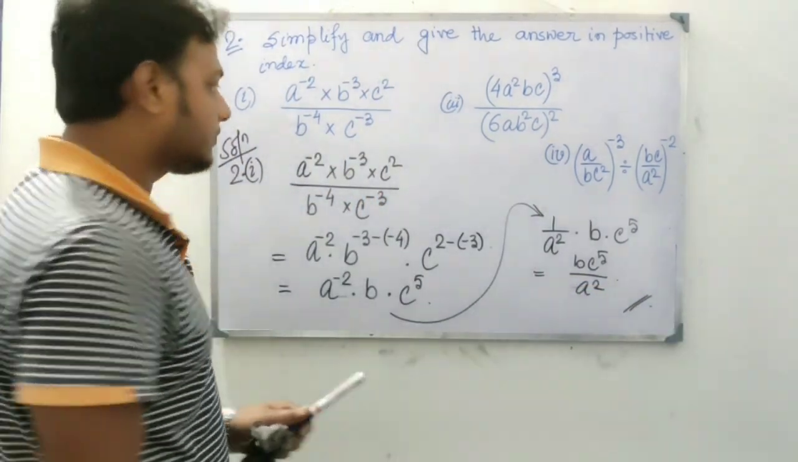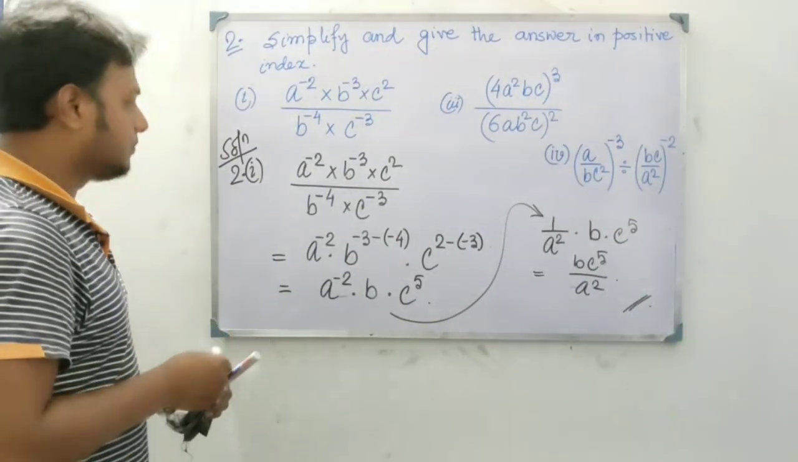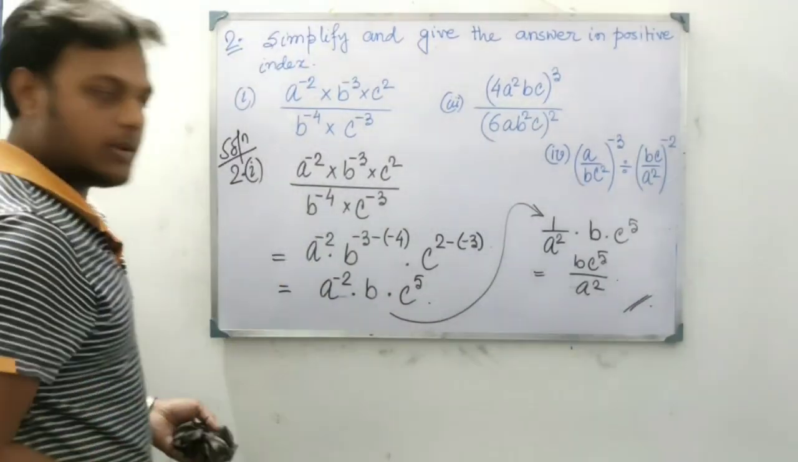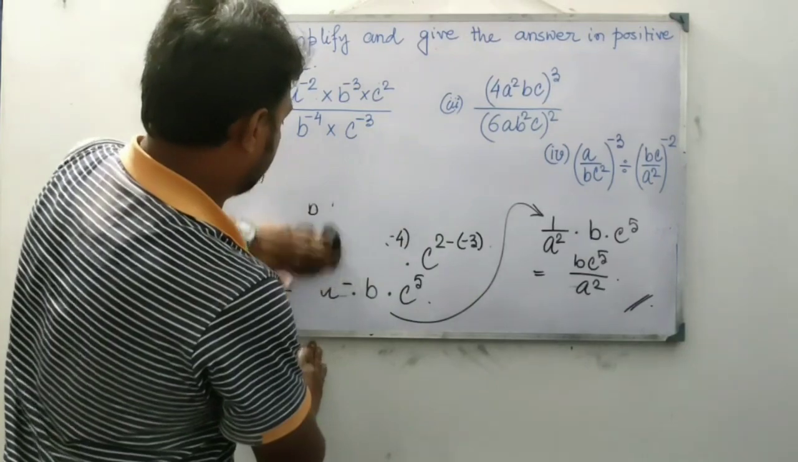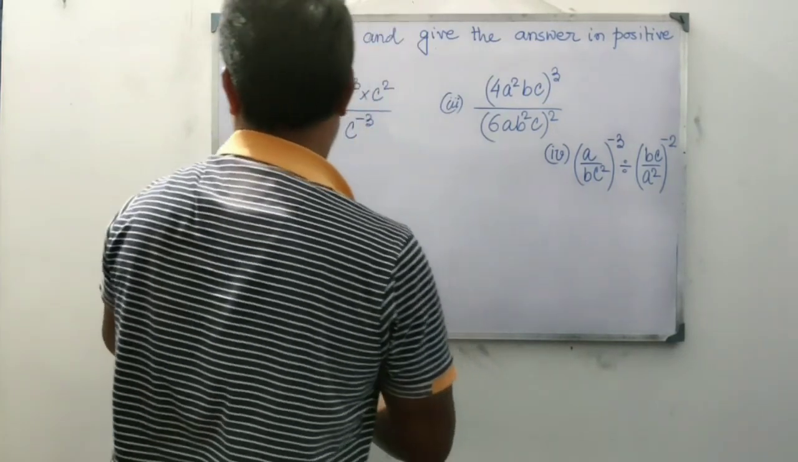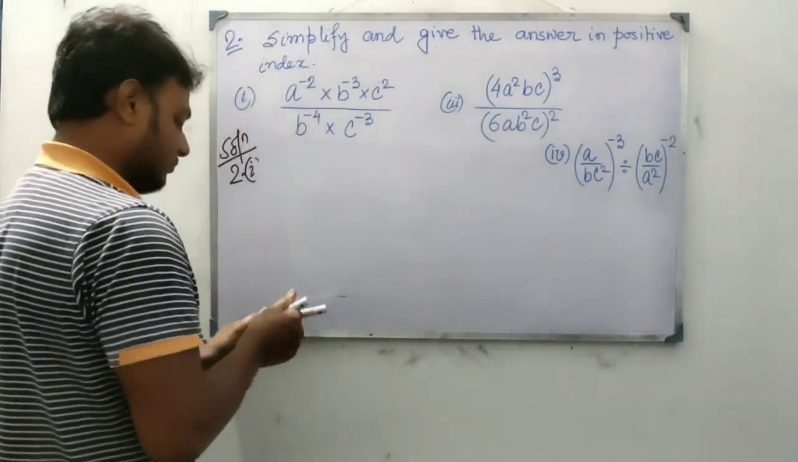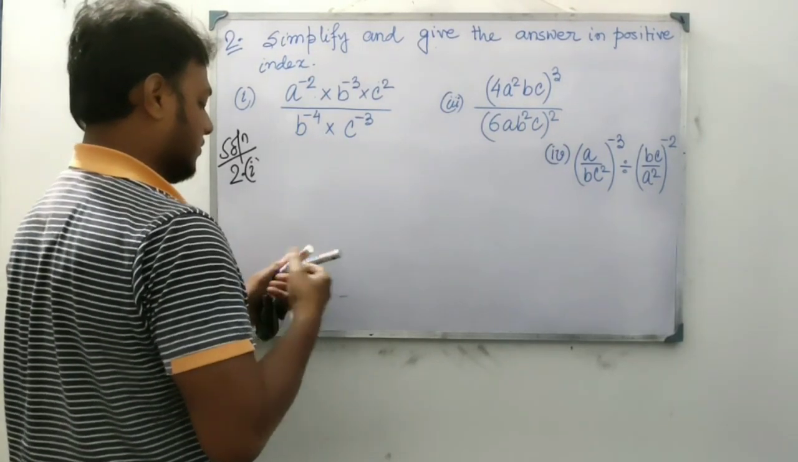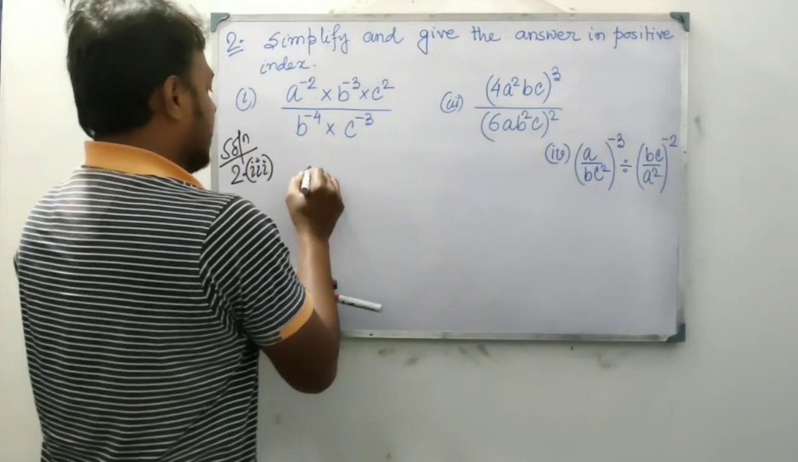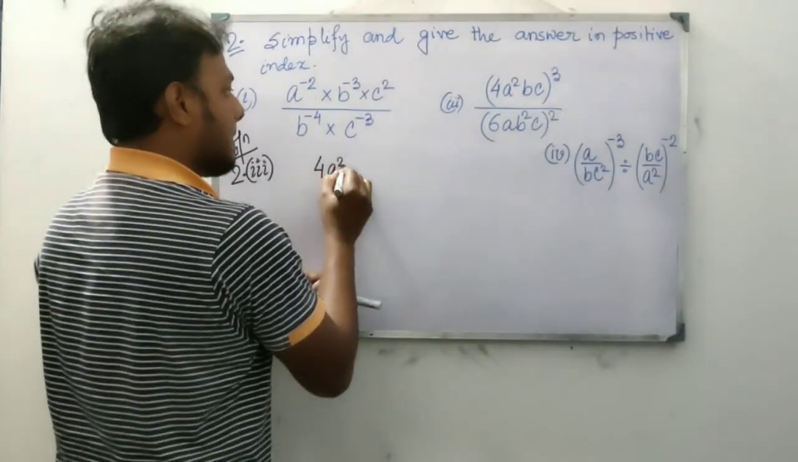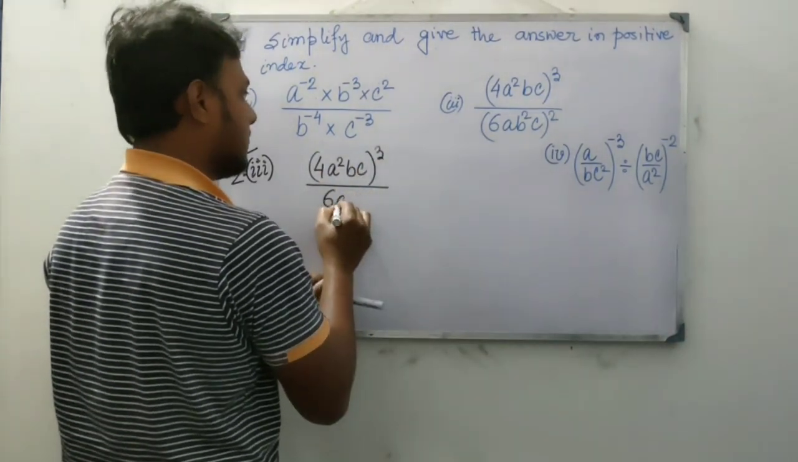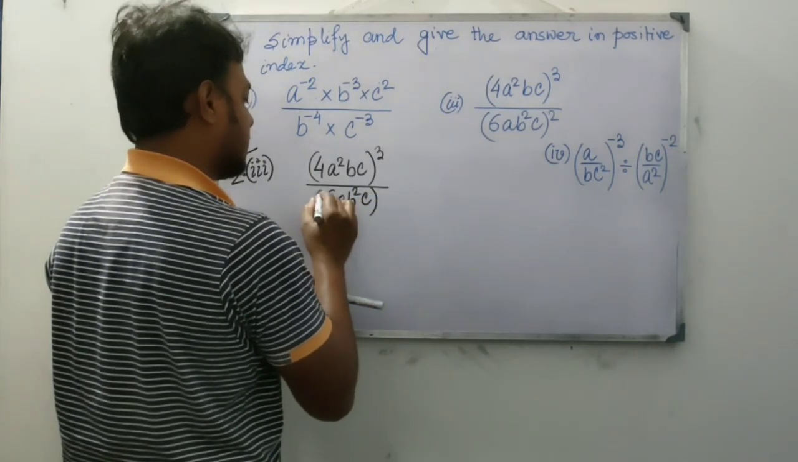Hope you understand. Next, problem number 2. This is problem number 3. I am solving, note down all this. 3 is given: 4a square bc whole cube by 6ab square c whole square.